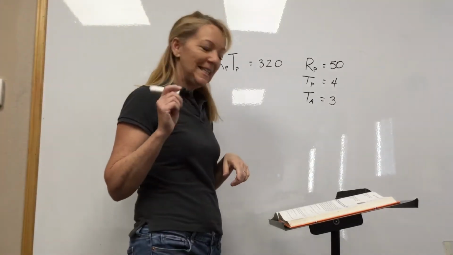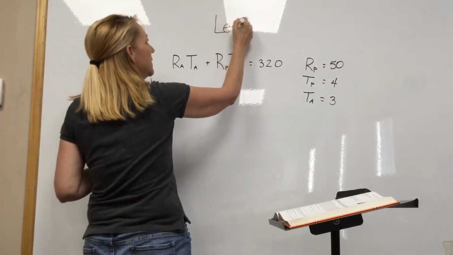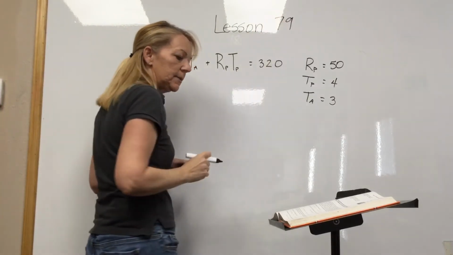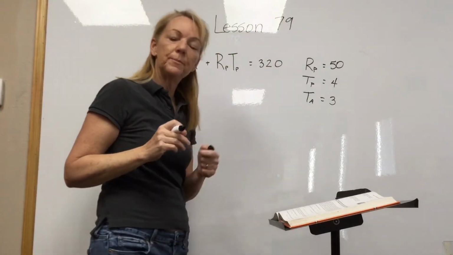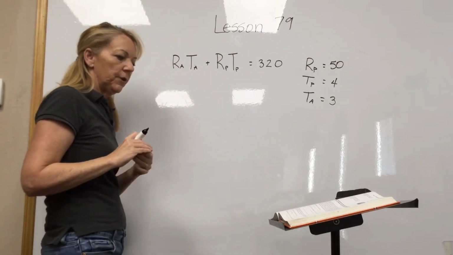This is lesson 79 for Algebra 1. Let me write that up here. Lesson 79. And these variables are called subscripted variables. As you can see, there's 2 letters for each variable up here.